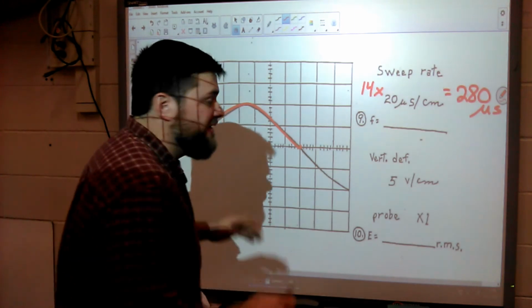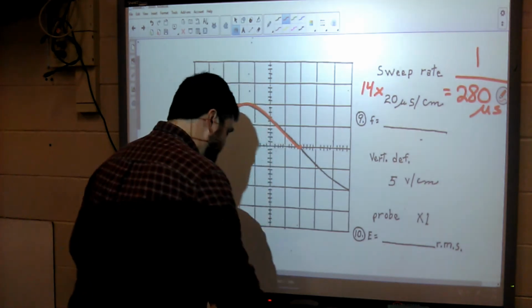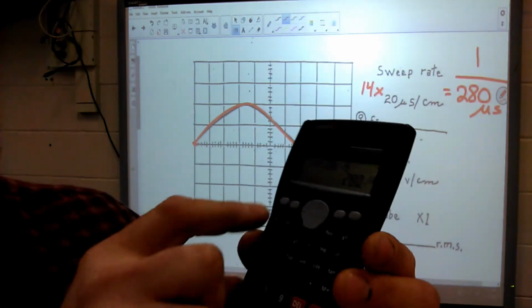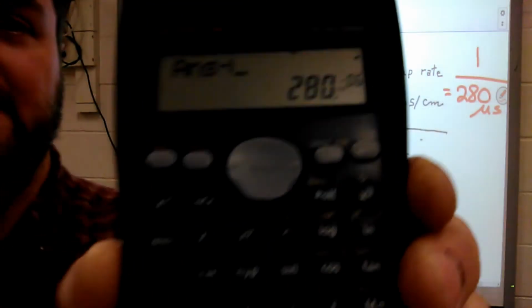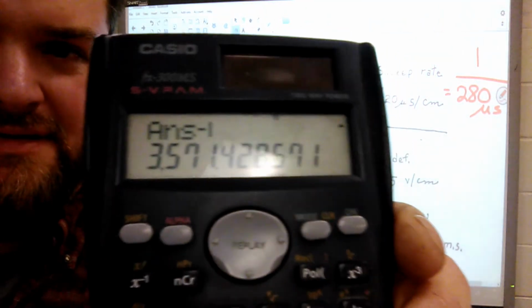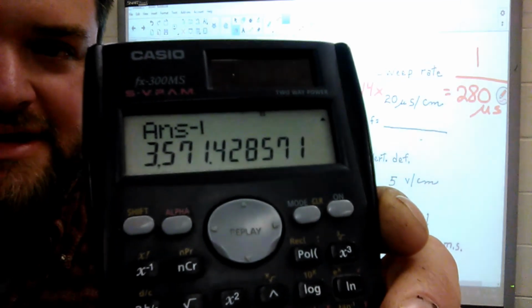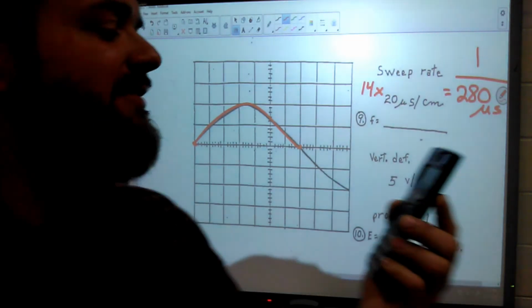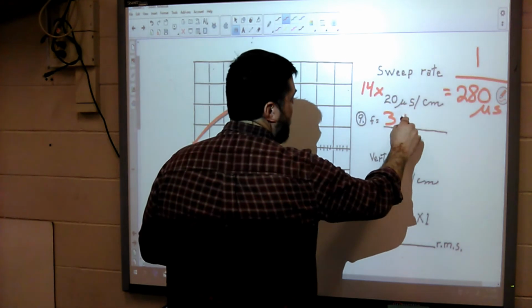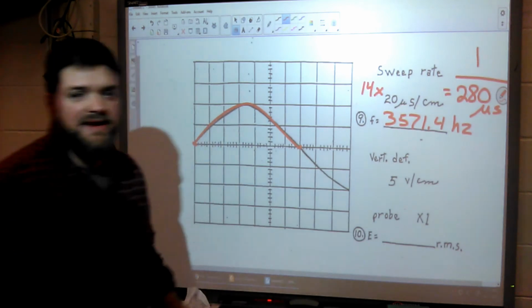So one sine wave is 280 microseconds wide. So then again, we got to use that reciprocal button, so we can do 1 divided by our 280 microseconds. So if you still have that in your calculator, just hit your reciprocal button. It equals, and there's your answer. What's it say? 3,571, if I can read it backwards correctly. So 3,571.4 hertz, or cycles per second. So obviously it's a faster frequency.